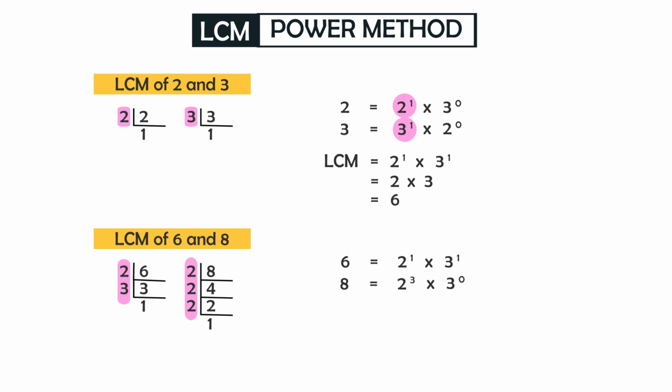Now let's take the highest powers of every number. So it's 2 to the power 3 and 3 to the power 1. So 2 to the power 3 is 8, 3 to the power 1 is 3. 8 times 3 is 24. So LCM of 6 and 8 is 24.